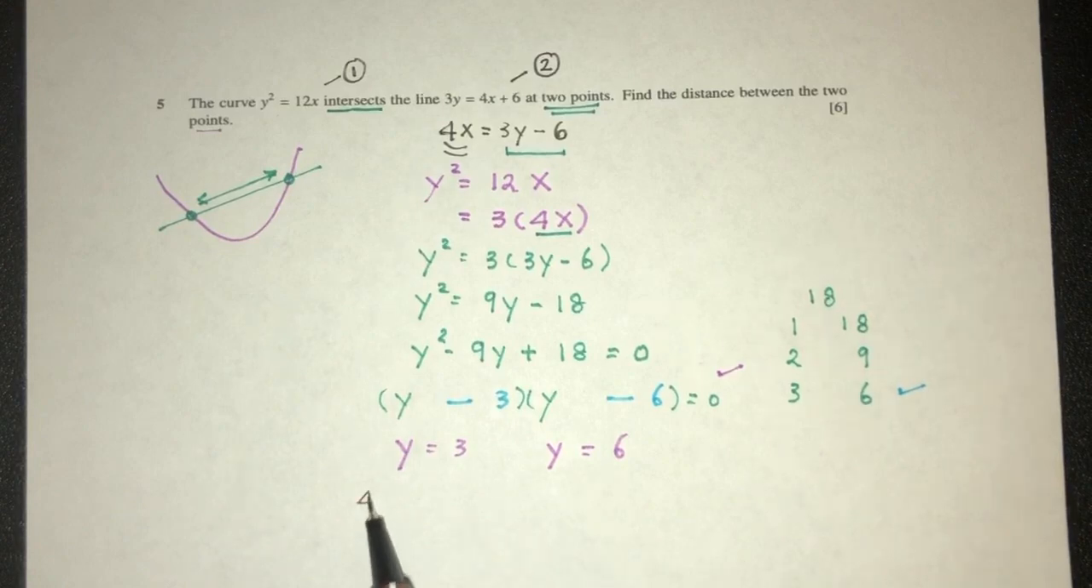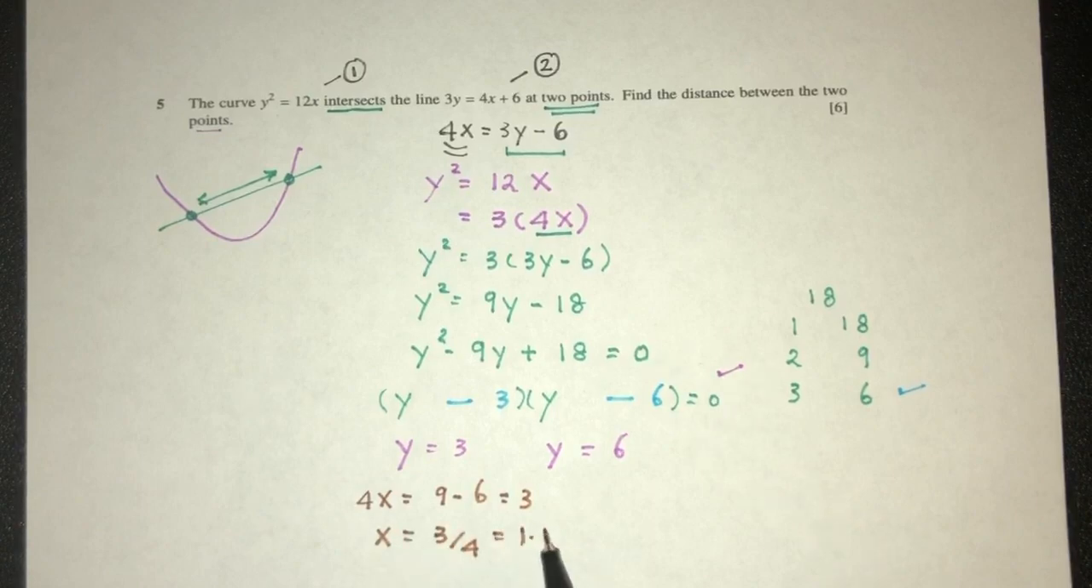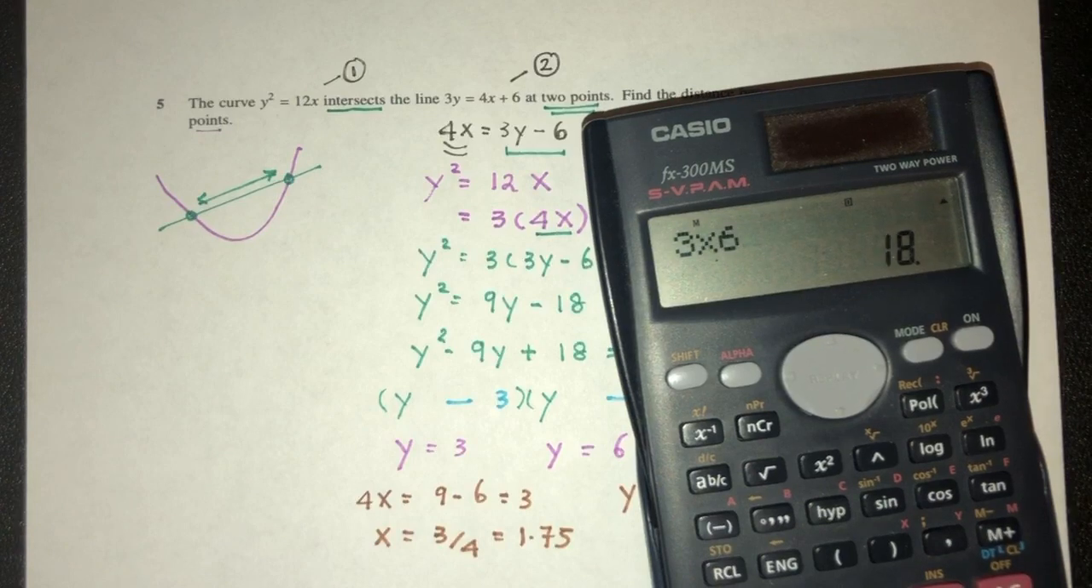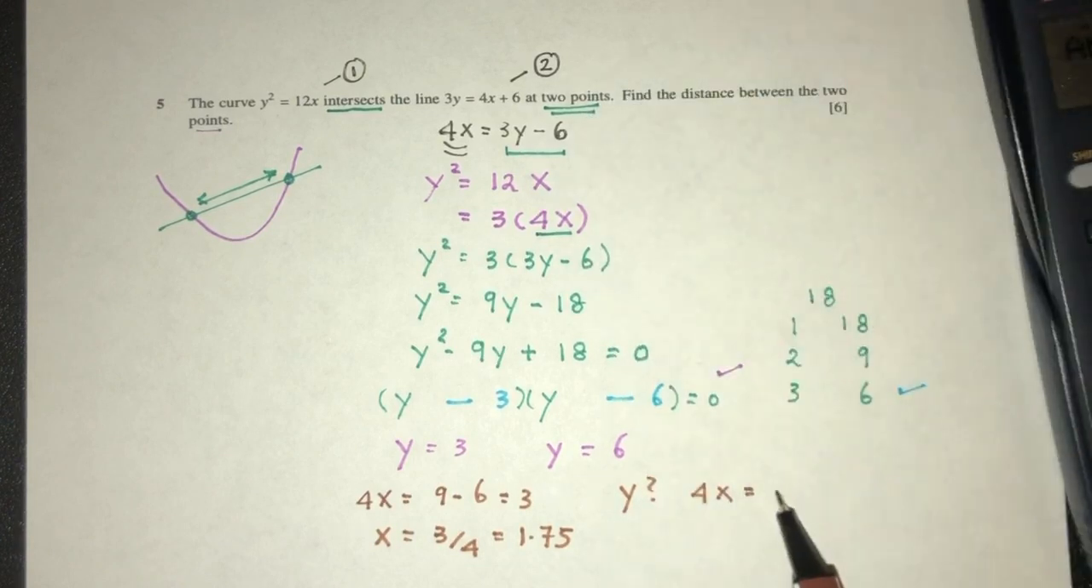So here we have 4x is equal to 3 times y minus 6. So 3 times y is 9 minus 6. That should be 3. X will be 3 over 4. That is simply 1.75. This one, y should be what? Let's replace: 4x is equal to 3 times y is 18, right? So 3 times 6, we can check, 18 minus 6, that should be 12. So x will be the value of 3.